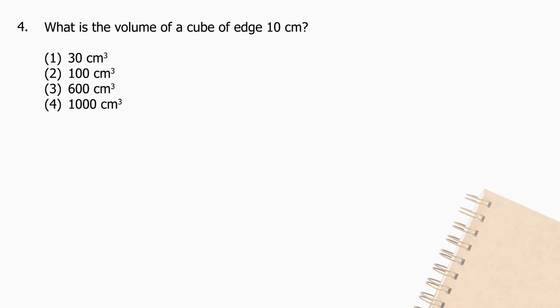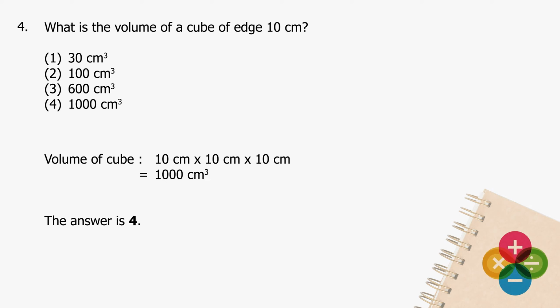Question 4. What is the volume of a cube of edge 10 centimeters? The volume of cube will be, multiply 10 centimeters by 10 centimeters, and by 10 centimeters, and the product is 1000 centimeters cube. The answer is 4.